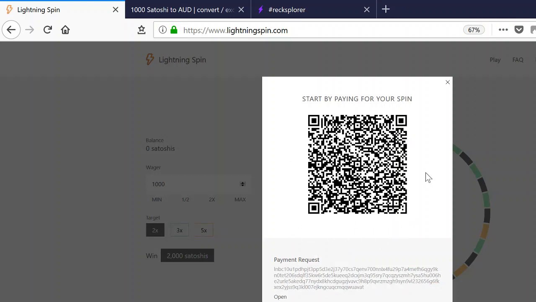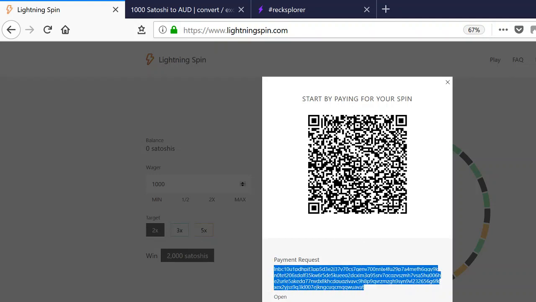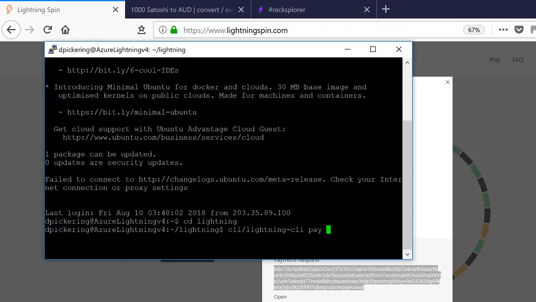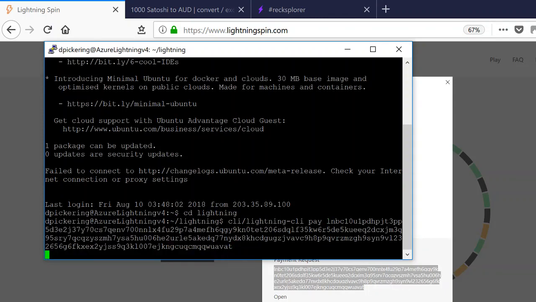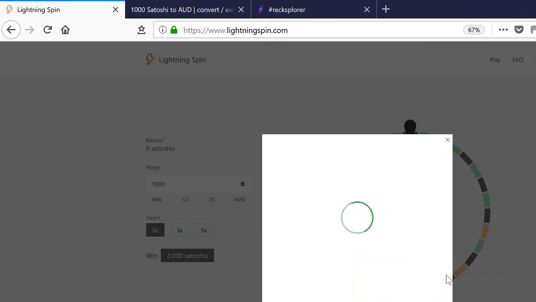If we had a mobile phone, we would use this QR code. Since we don't, we'll use the payment request. And embedded in this payment request is the address of the node we're sending to and the amount we're sending. So we'll copy that. And we'll go over to our node, tell it to pay, which it's done very, very quickly.